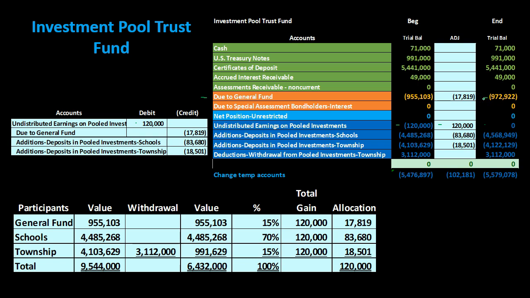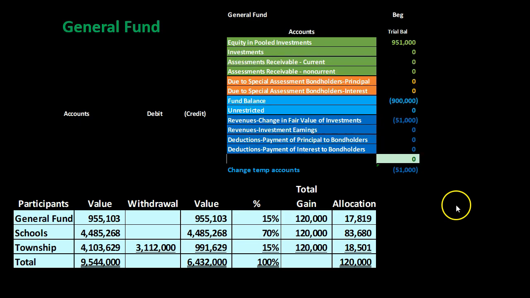related to the government that's handling the investment pool. Therefore, it's going to be in this liability account that's going to go due to the other fund, the general fund. Then the other sides are going to go to the additions down below. So the additions for the school and the township, it's going to go down here. So we're increasing the amount to the schools and the township, which is similar to basically kind of like revenue accounts or temporary accounts down below.